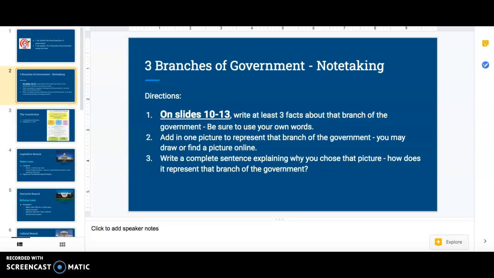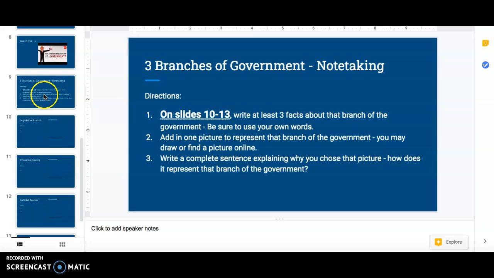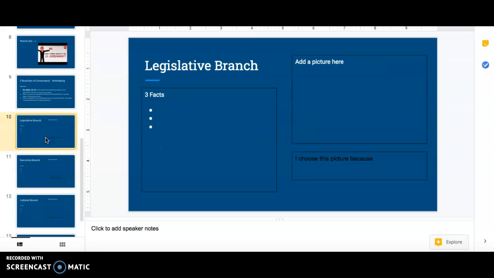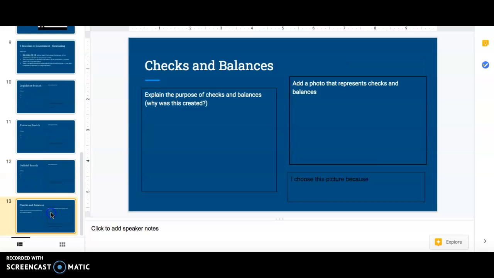Direction number 1. On slides 10 through 13, write at least three facts about that branch of the government. Be sure to use your own words. Here's slide 10. That's about the legislative branch. Here's slide 11 about the executive branch. Slide 12, the judicial branch. And then your checks and balances on slide 13.